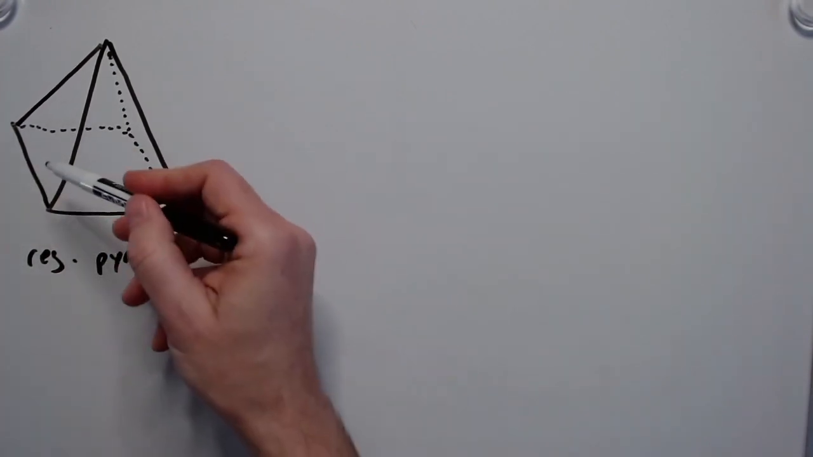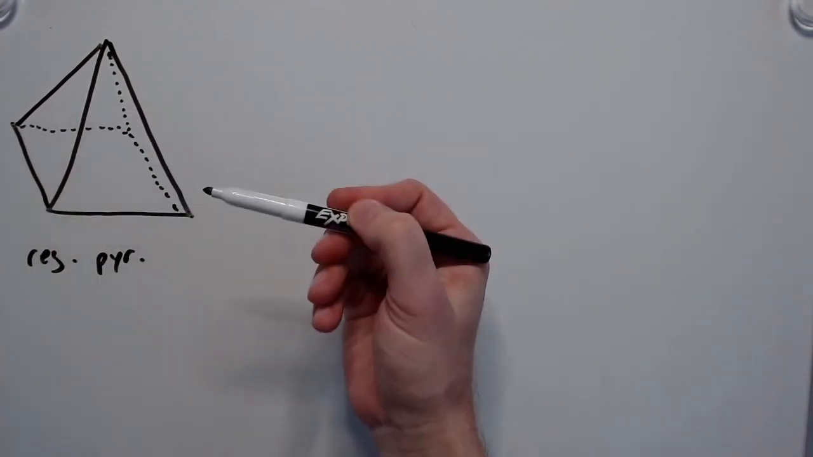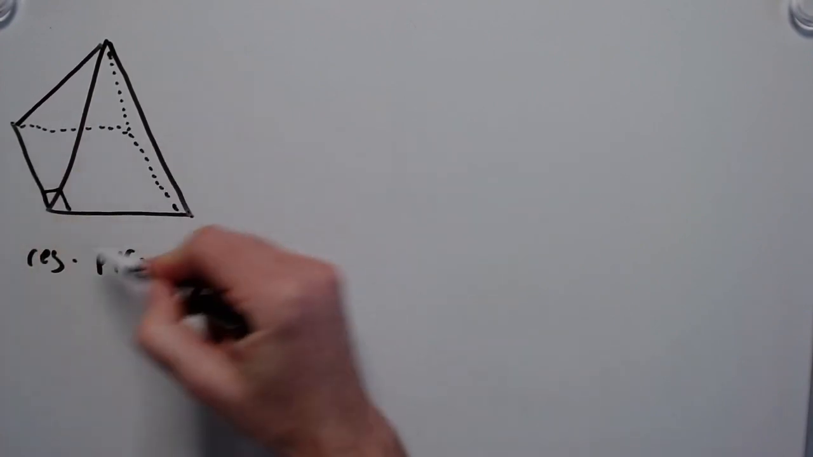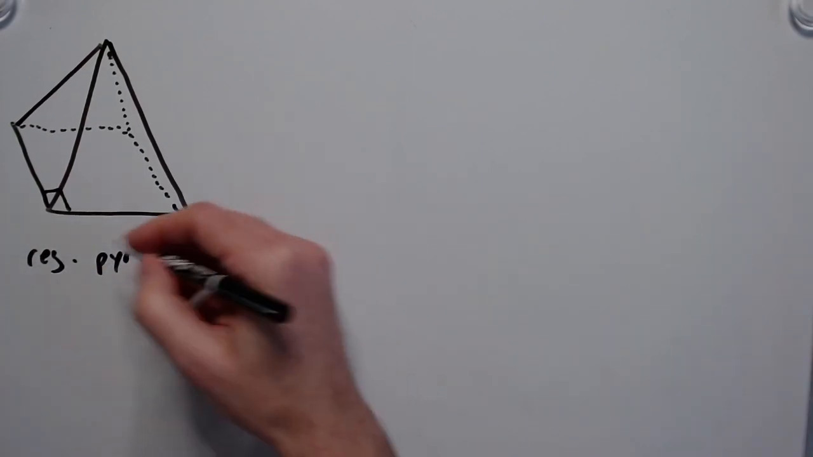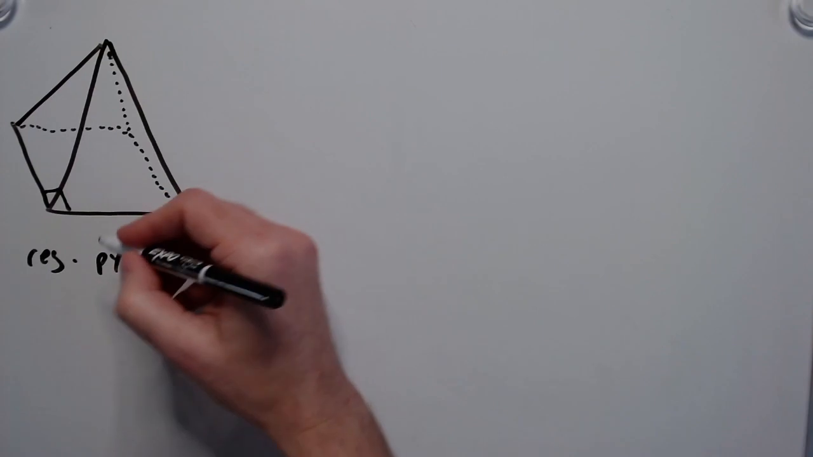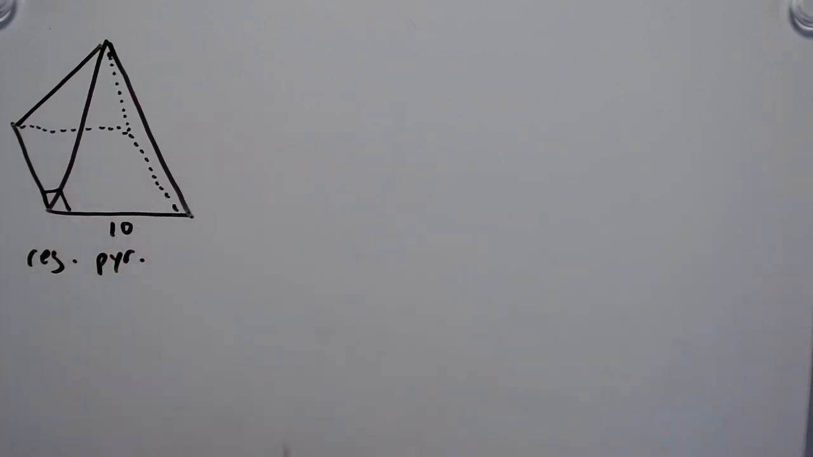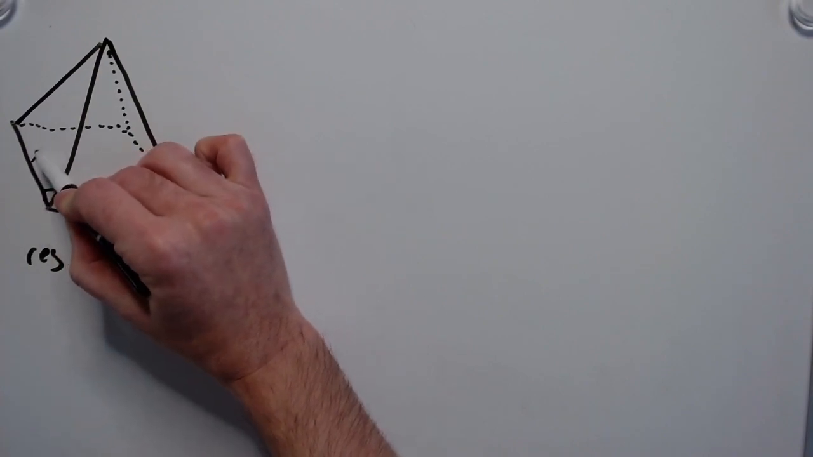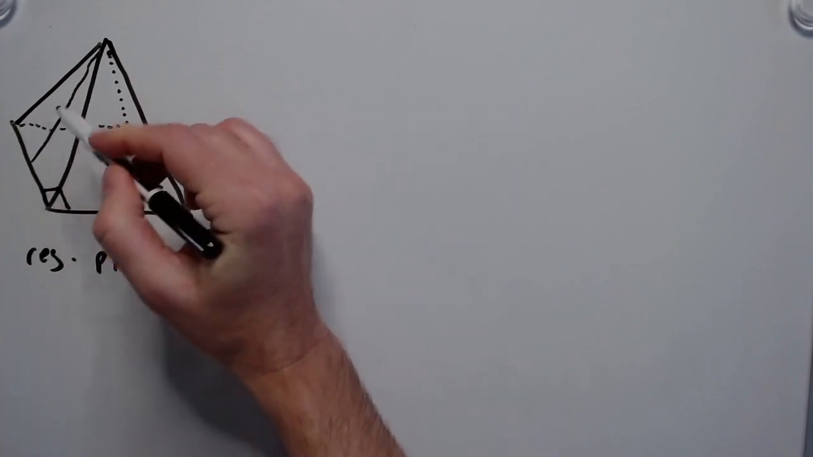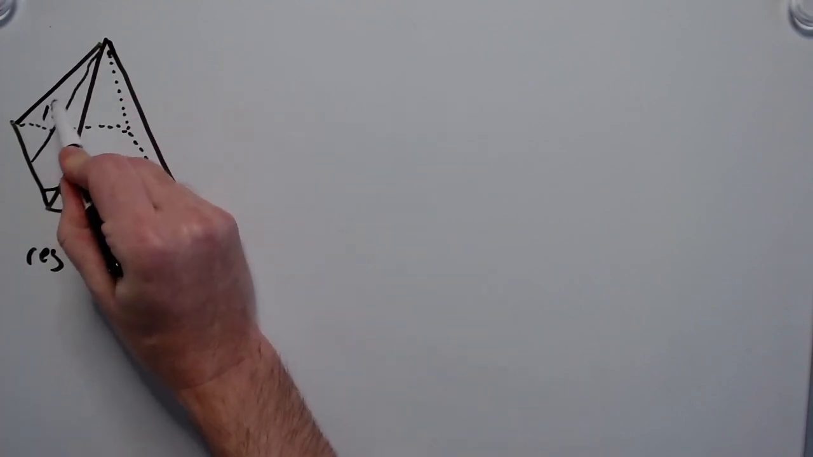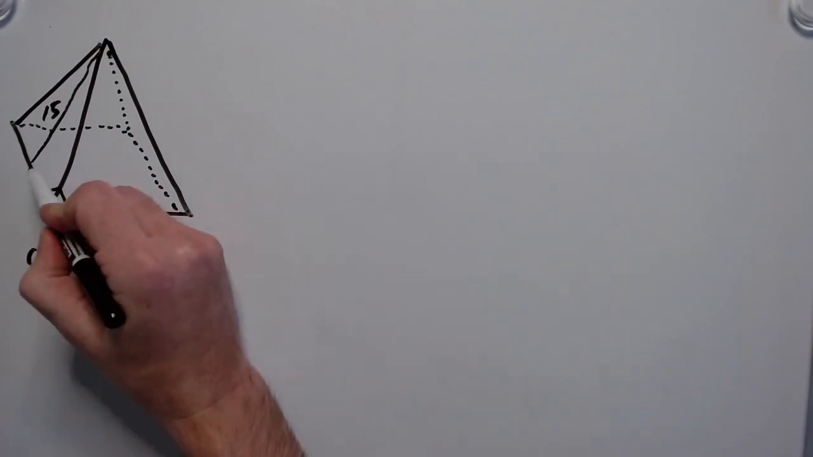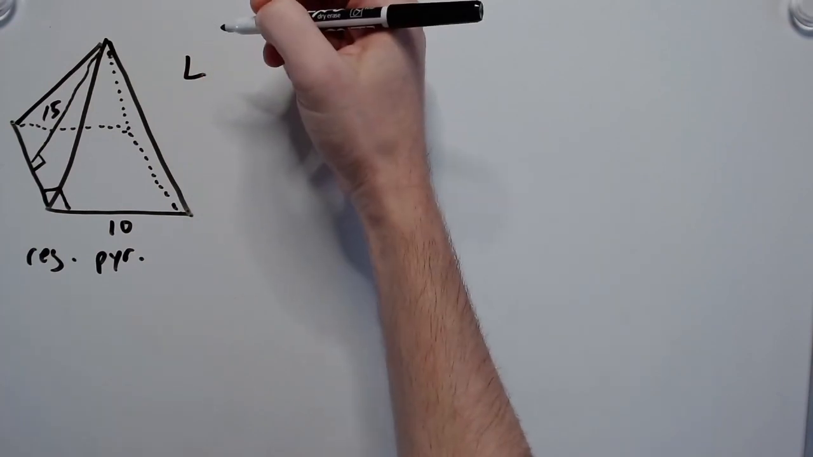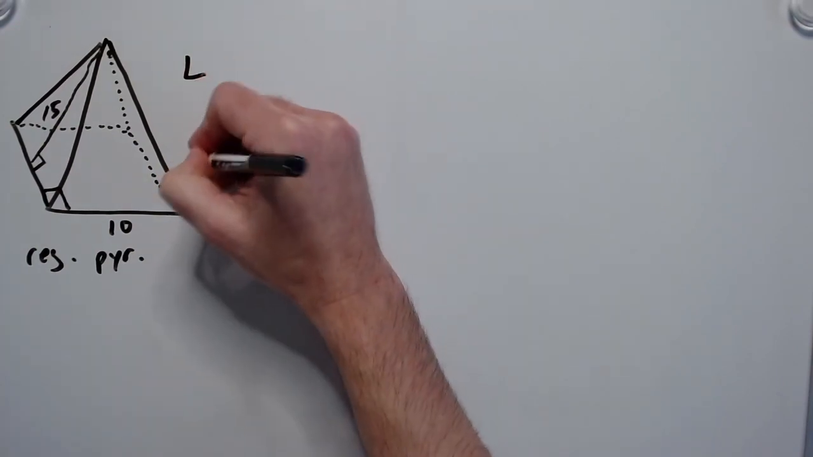So since we have 4 sides of a regular pyramid, we know that the base has to be a square. So we know this is a right angle and this is a right angle. We got 4 right angles along the base. Let's say that each side of this pyramid is 10. That's a nice number. And then we're going to draw a line here. This is the slant height. We're going to say that this is 15. And again, this would be a right angle as well. We want to find the lateral area and the total area.